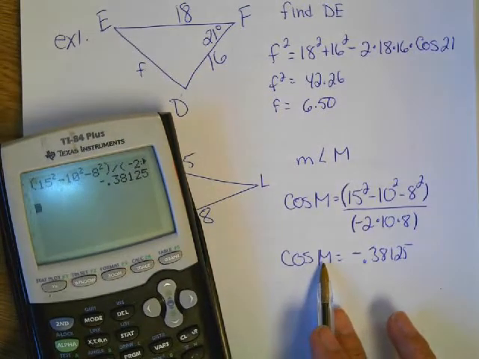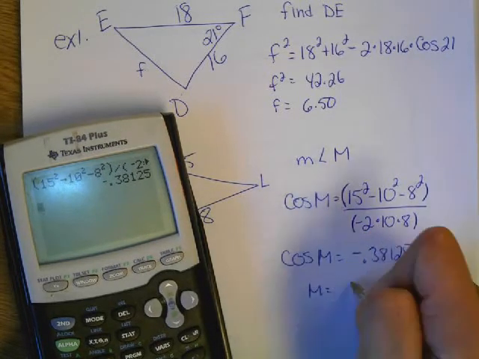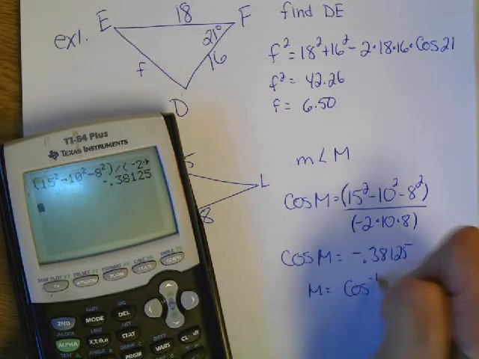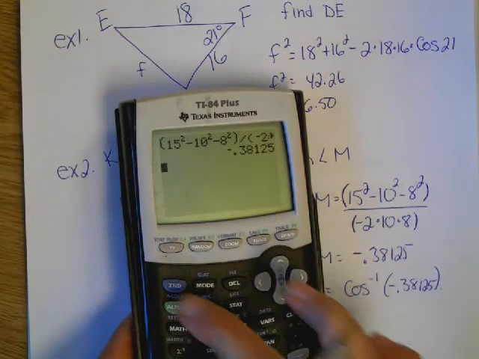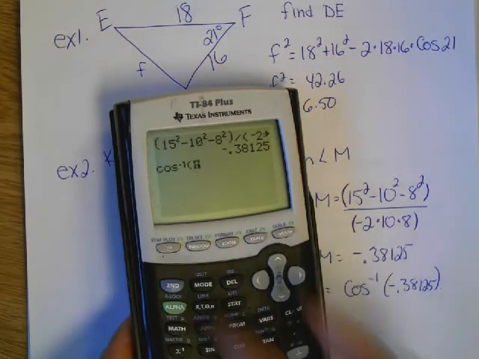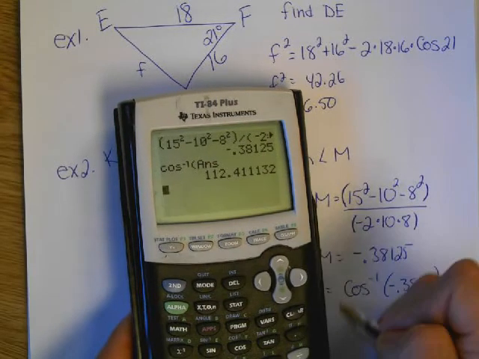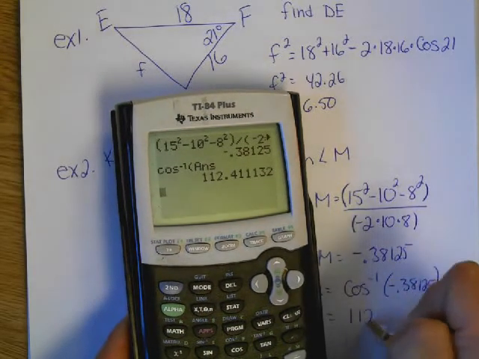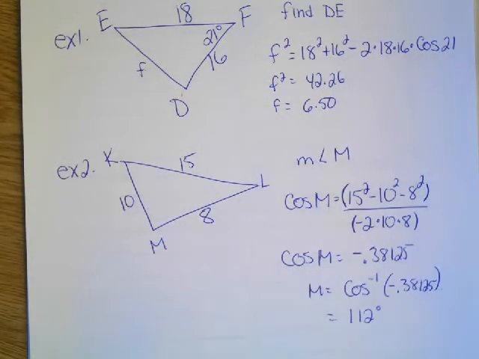Now to figure out the m, we have to do the inverse cosine. So to get m, we are going to inverse cosine that negative 0.38125. So inverse cosine, my last answer, I'm getting an angle of 112 degrees. So take your time, good setup, good calculator skills.